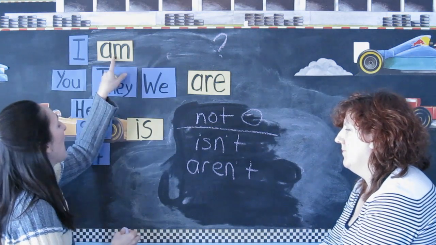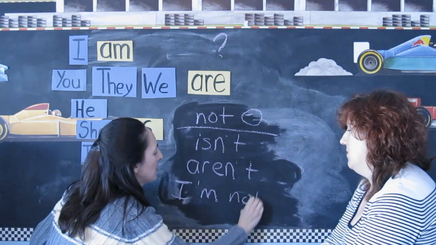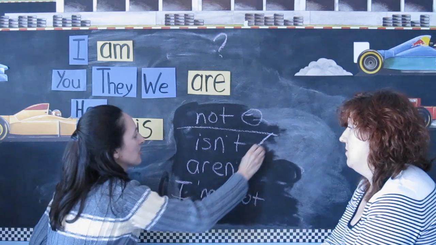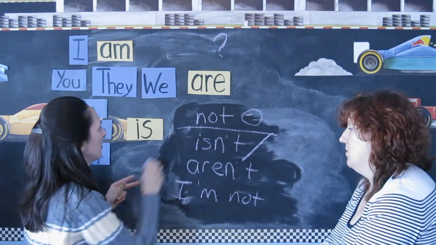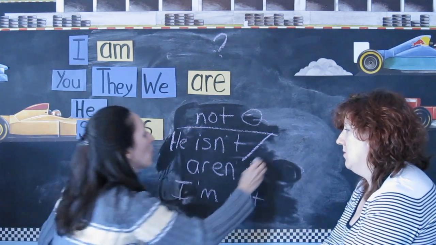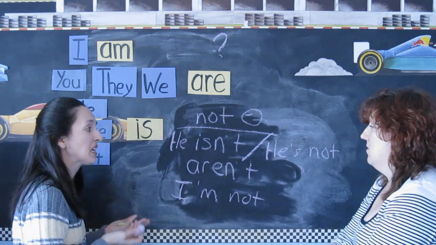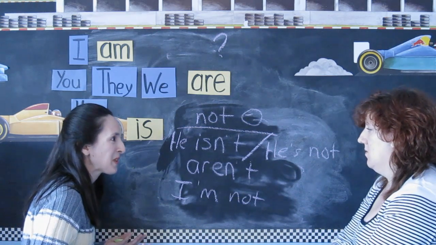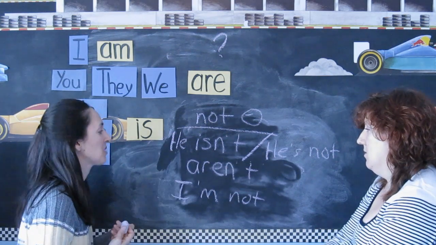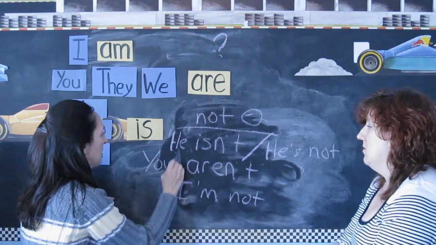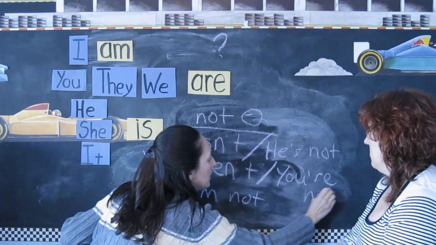You aren't famous. I am is special, okay? You simply have to say, I'm not. You could also do this, for example, he isn't, or I could also say he's not. It doesn't matter. Is Obama Russian? No. He isn't, or he's not. It doesn't matter. You aren't. You could also say you're not.